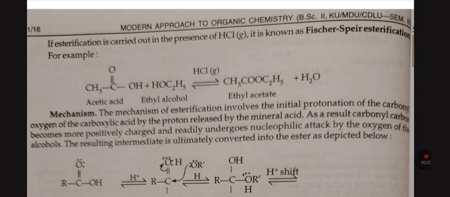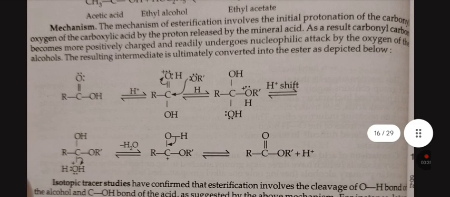If esterification is carried out in the presence of HCl gas, it is known as Fischer-Speier esterification. Mechanism: the mechanism of esterification involves the initial protonation of the carboxylic oxygen of the carboxylic acid by the proton released by the mineral acid. As a result, the carboxylic carbon becomes more positively charged and readily undergoes nucleophilic addition by the oxygen of the alcohol. The resulting intermediate is ultimately converted into ester by the mechanism depicted below.